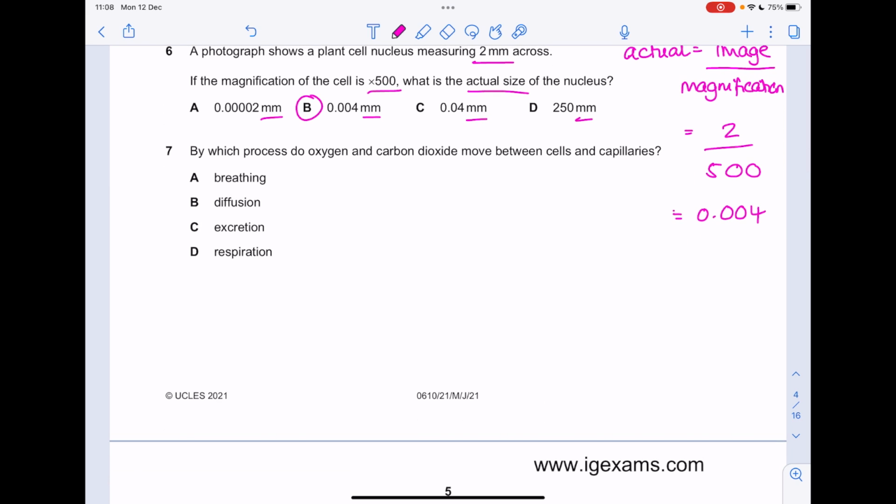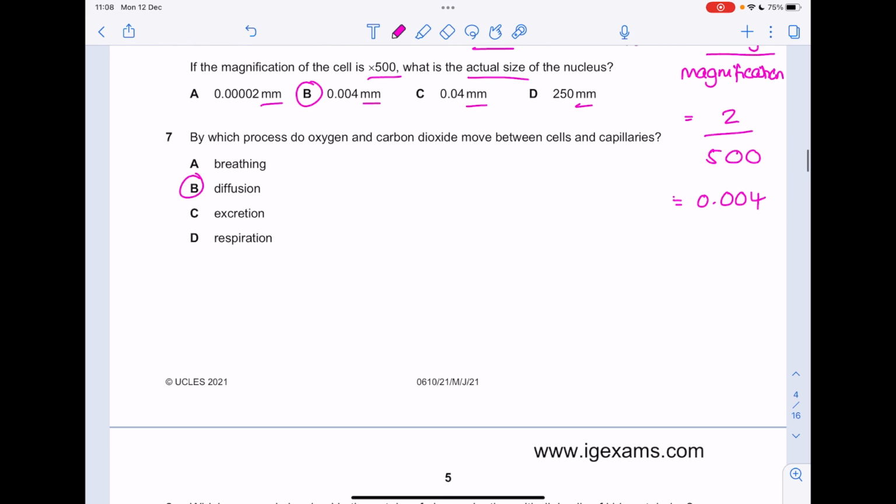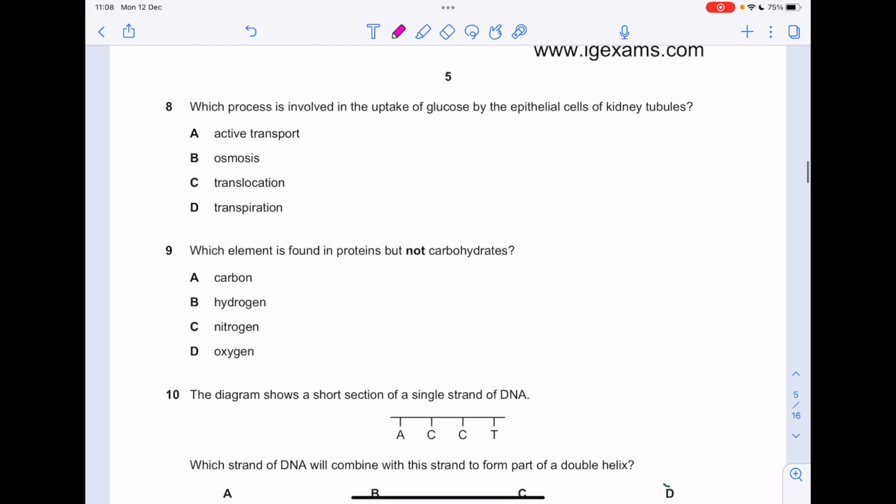By which process do oxygen and carbon dioxide move between cells and capillaries? That's a simple one, it's diffusion. They move from an area of high concentration to an area of low concentration without the requirement of energy.